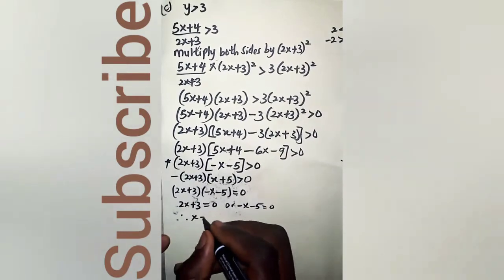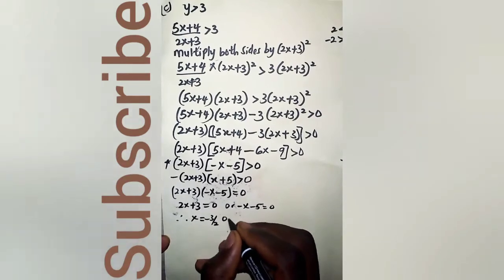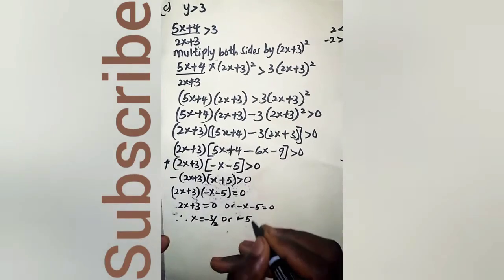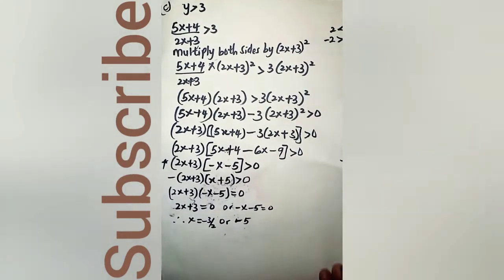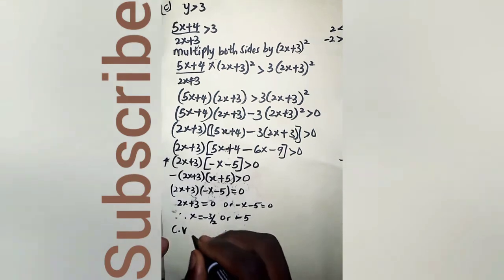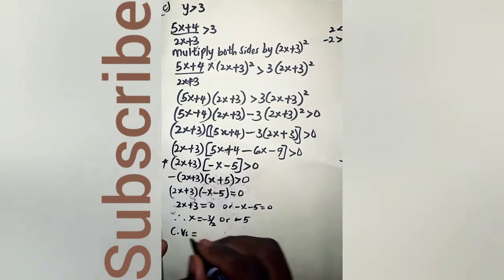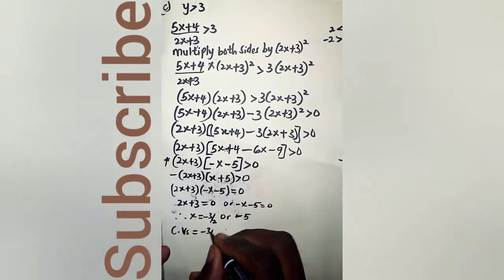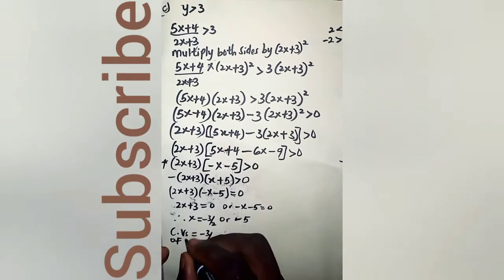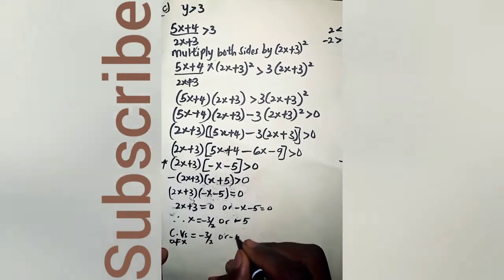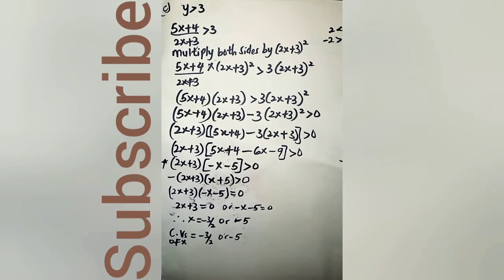So therefore our x is negative 3 over 2 or negative 5. So that's it. This inequality, we need it in the form of a range. These are just the critical values of x: negative 3 over 2, or negative 5. So we go back to this.